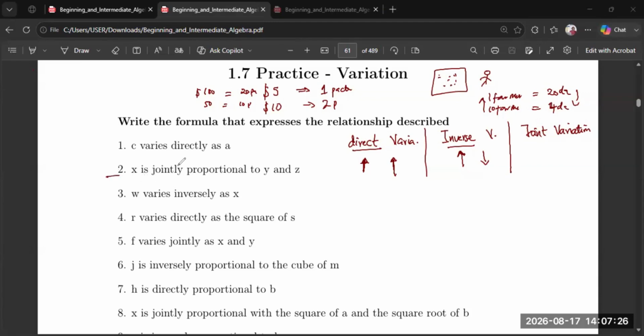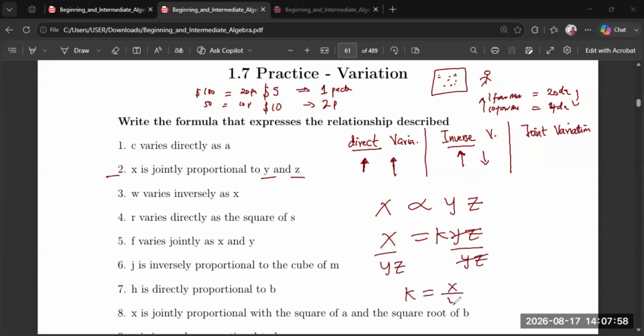Then question two, I will take question two. It says x is jointly proportional to y and z. So we now want to bring in our constant of variation. That will be introducing the constant k, and that will be x equals kyz. And if you go further to make k the subject, which is the constant, you divide everybody by yz, and of course this will cancel this. So you're having k is equal to x over yz.